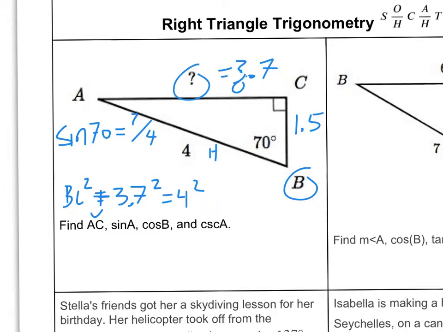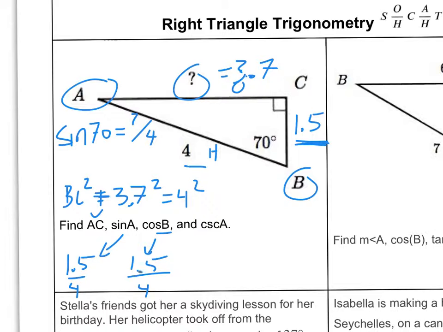Okay, so now sine of A is going to be, based on this, the opposite divided by the hypotenuse, 1.5 over 4. Cosine of B is going to be the adjacent divided by the hypotenuse, which also is 1.5 over 4. Cosecant is the reciprocal of the one with the other letter, so sine, which is opposite over hypotenuse. So here we're looking for hypotenuse over opposite, which is going to be 4 over 1.5. And at that point, we are done.